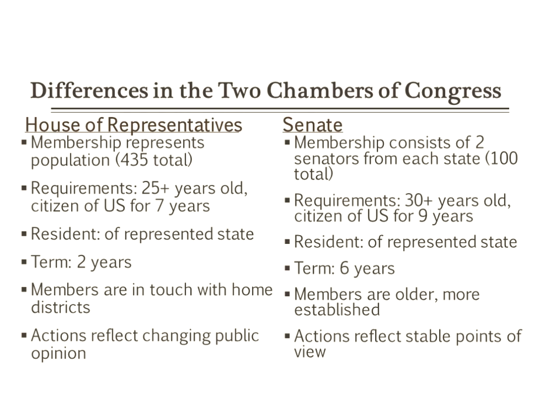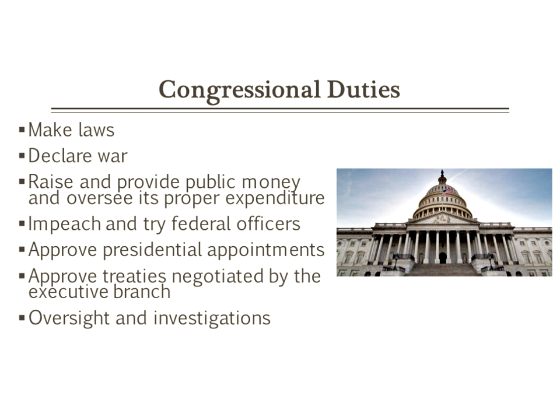Now, the House of Representatives, the members are in touch with their home districts. The members are older in the Senate, and they're more established. Actions in the House of Representatives reflect the changing public opinion. However, in the Senate, actions reflect stable points of view. I mean, let's face it, we have the House of Representatives changing every 2 years, and in the Senate, it's a more stable group of individuals, having a term of 6 years.